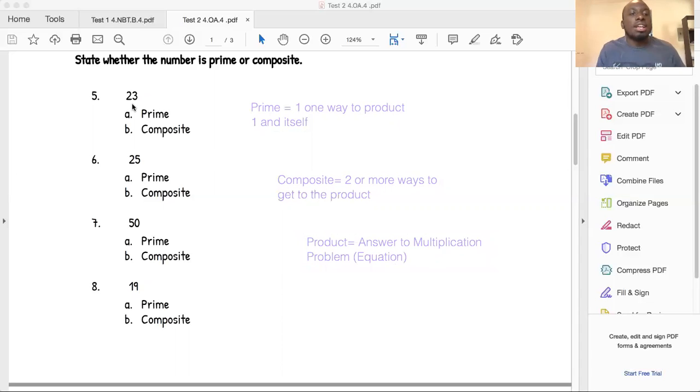Yes. So let's look at 23. I'm going to select these so I can move these over.